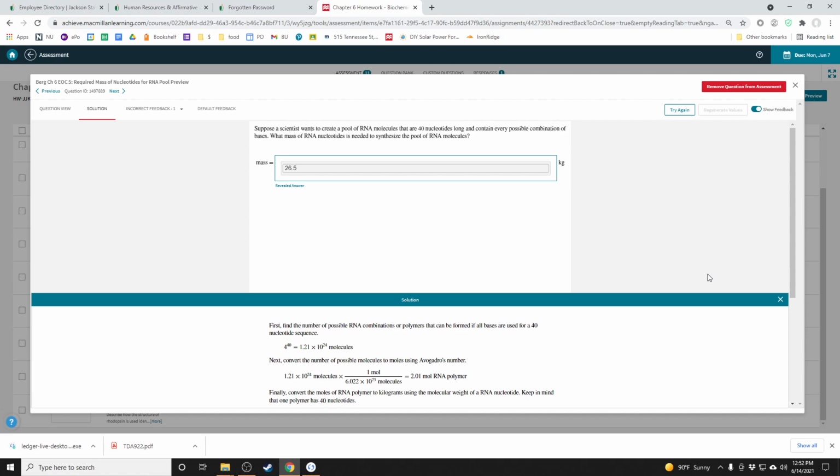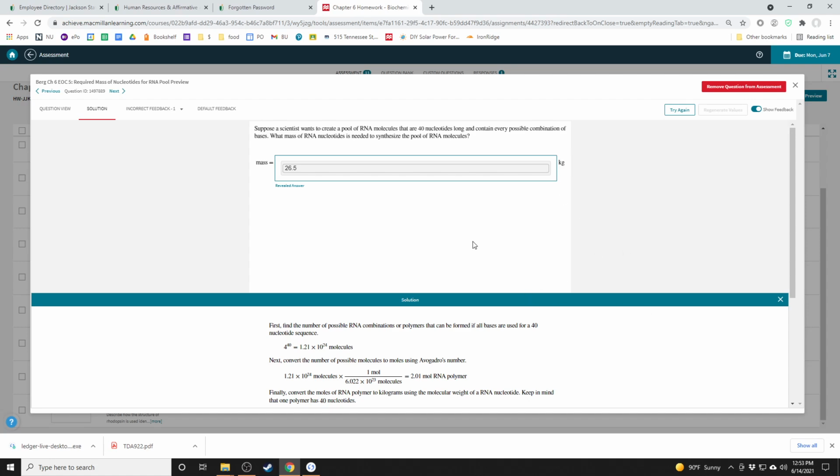So, suppose a scientist wants to create a pool of RNA molecules that are 40 nucleotides and contain every possible combination of bases. What mass of RNA nucleotides is needed to synthesize the pool of RNA molecules? And then it has a little box to fill in that's in kilograms. So at the end, you're going to have to get in kilograms.